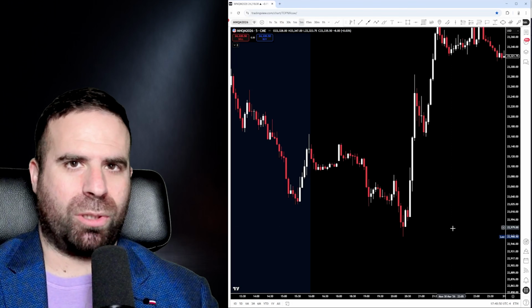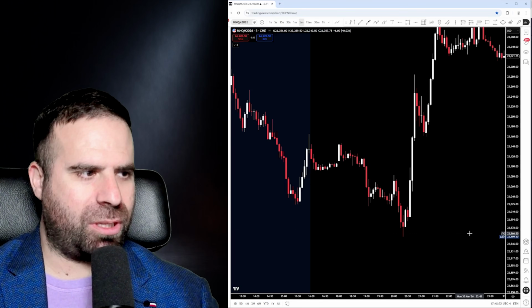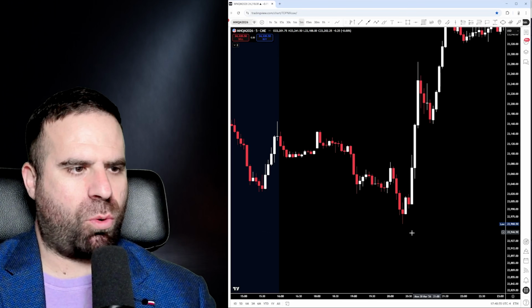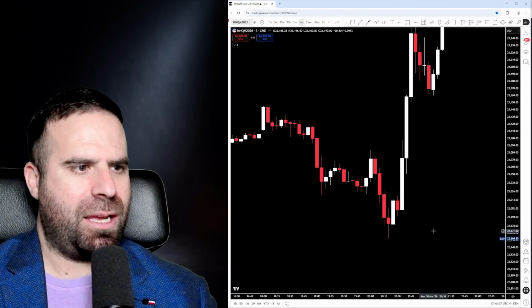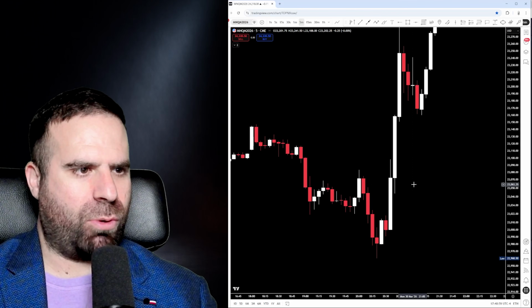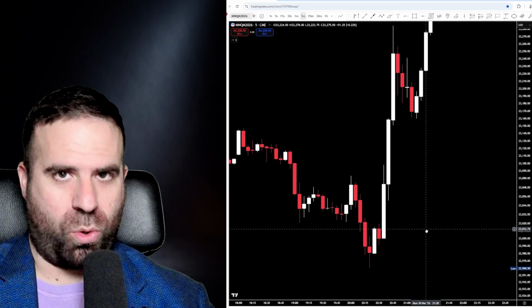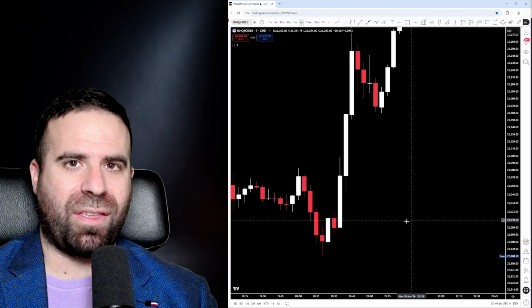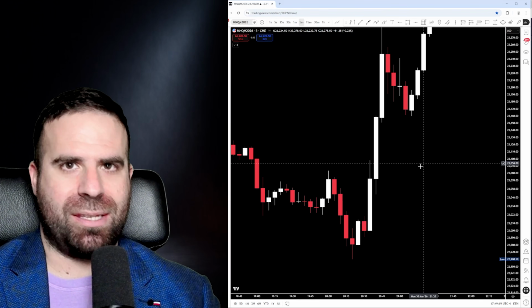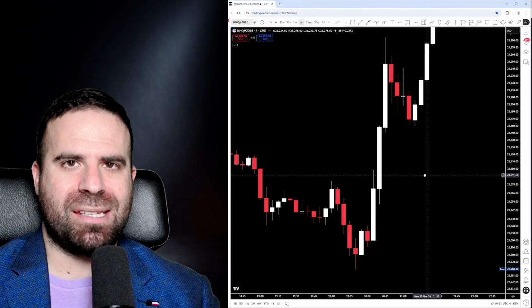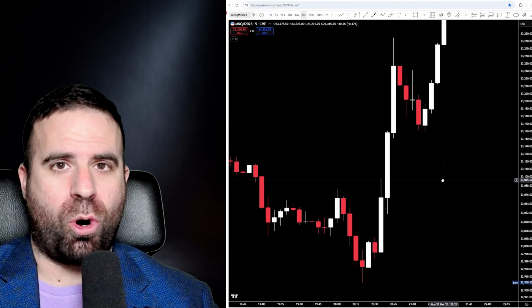Now a very important thing that we need to talk about is that most of the time when you're looking at an entry, you are looking at fair value gaps. And there is a big issue with fair value gaps. It is not that they do not work. The issue is that many times you're going to be missing the move. So how do we correct this?